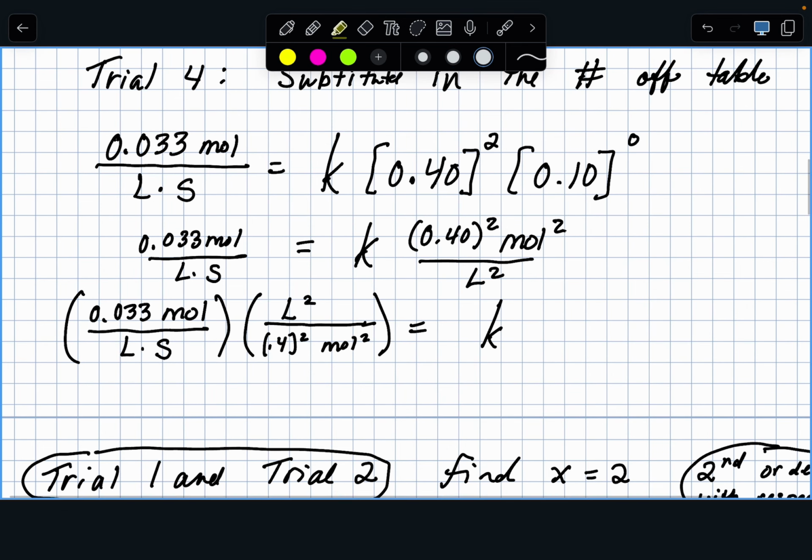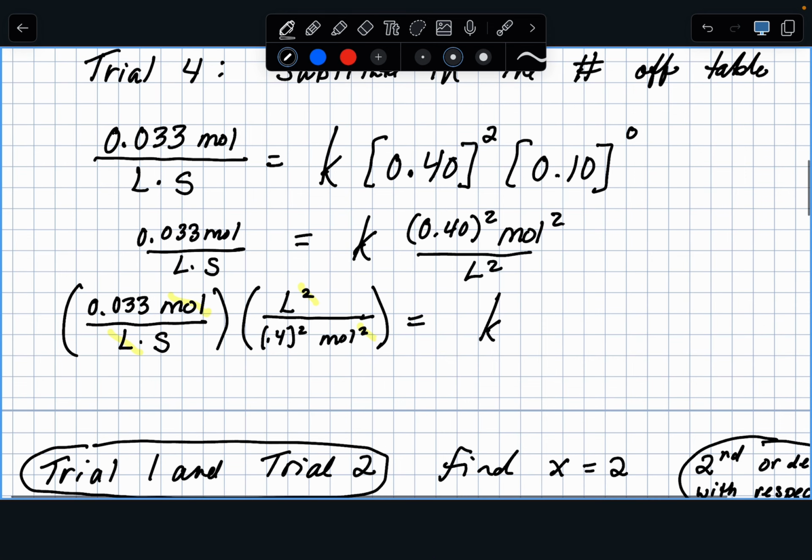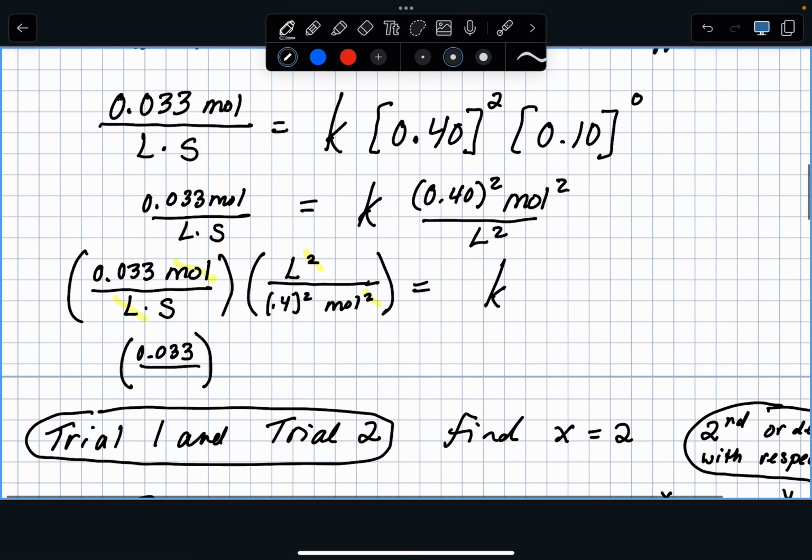And then I'm just going to use a highlighter here to get rid of some of the values. So your liter here will change to just being 1 liter in the numerator, and then mole will be in the denominator. And then numerically, what you're left with is 0.033 divided by 0.4 squared. And then that's going to be the units. And I'll just pull the units over here.